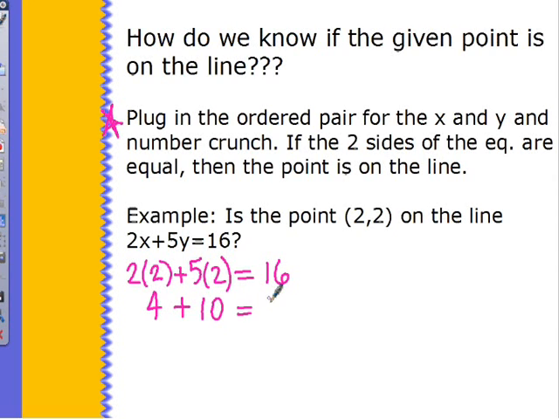And I get 4 plus 10 equals 16. And then 14 equals 16. You can put a question mark there if you like, for I'm wondering if they're equal. And 14 most definitely does not equal 16. So (2, 2) is not on the line.